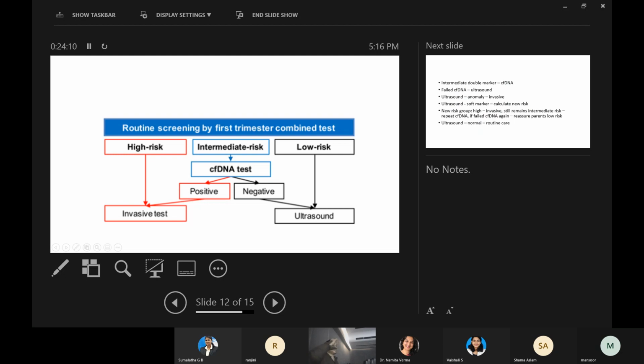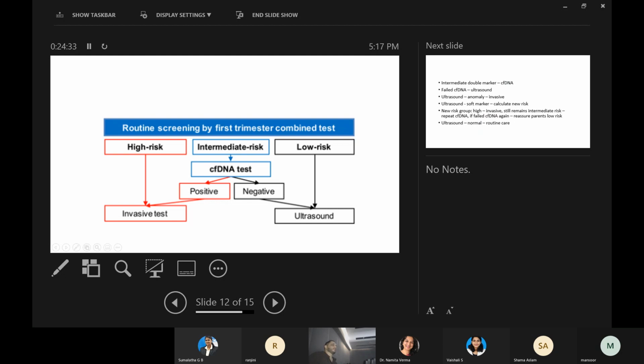Now, while you are looking for NT, NB, DV, all these things, for the soft markers, choroid plexus cyst, echogenic intracardiac focus, which have low risk, or the higher risk ones like nuchal fold thickness or echogenic bowel, all these things you calculate the risk. And if you get somewhere around intermediate risk, you go to this protocol.